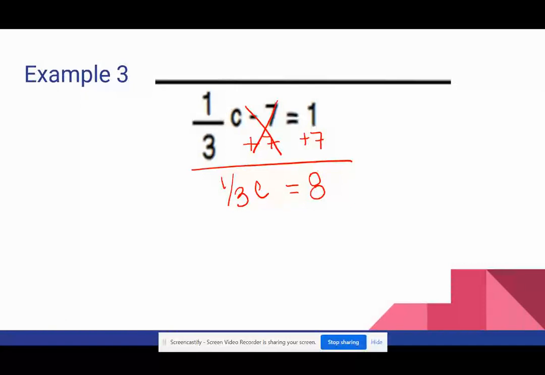Last Friday, we learned that to get rid of a fraction, you just divide by that fraction, which is 1/3. So we're going to do 8 divided by 1/3. On the left-hand side, it cancels and we're left with just c.